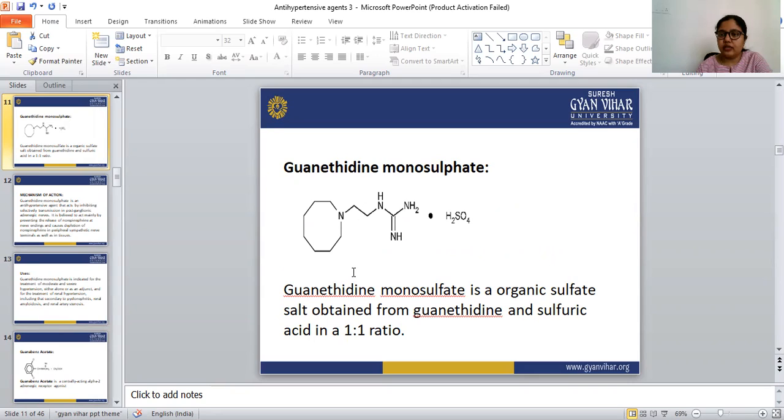So this guanethidine monosulfate is an organic sulfate salt that is obtained from the guanethidine and the sulfuric acid in the 1:1 ratio. So the structure of this guanethidine monosulfate is this.